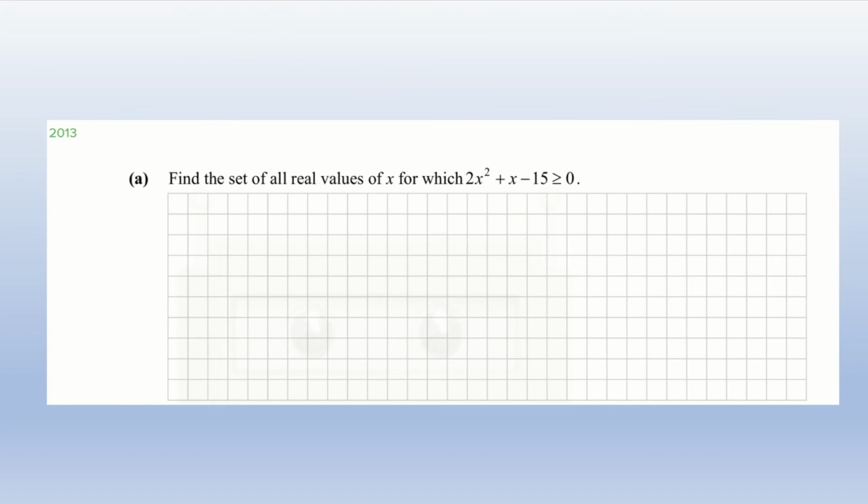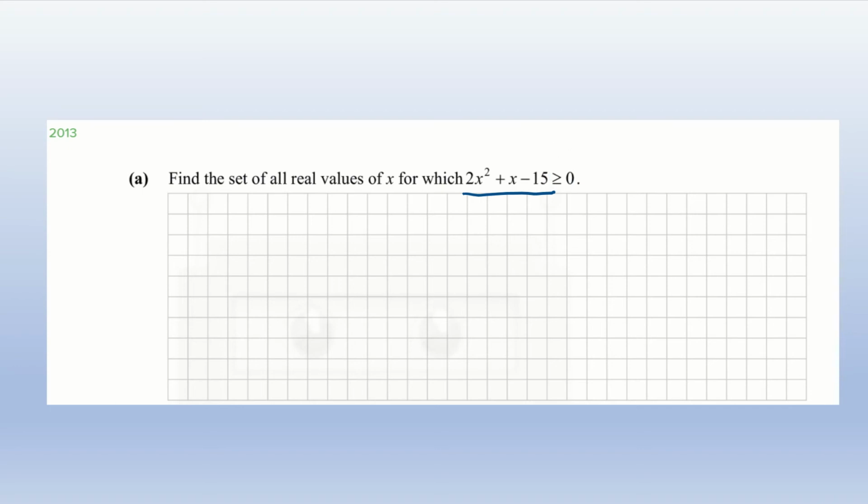In 2013, this question came up and it asked you to find the set of all real values of x for which 2x squared plus x minus 15 is greater than or equal to 0. Now, part of that question you would have seen before, that part there, that is a quadratic. And we are going to factorize this quadratic exactly the same way as you would have for your Junior Cert. The only difference between this question and a Junior Cert question is you've got an inequality there. You are used to seeing an equal sign there.